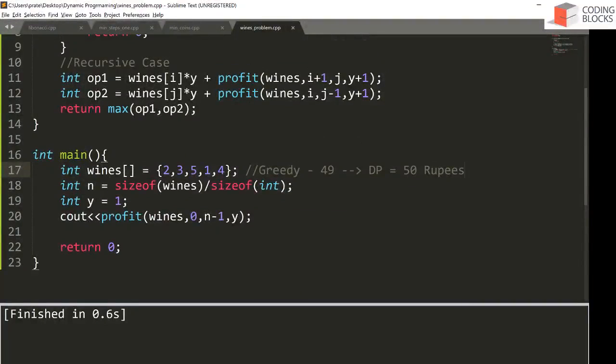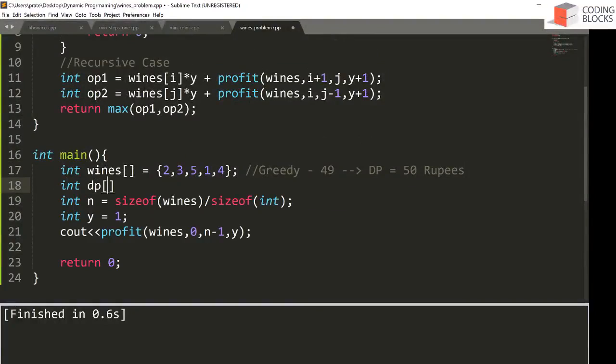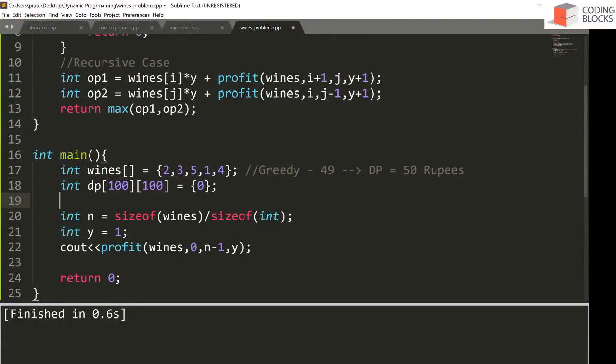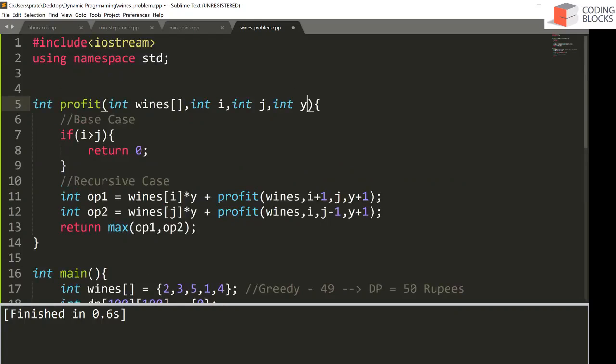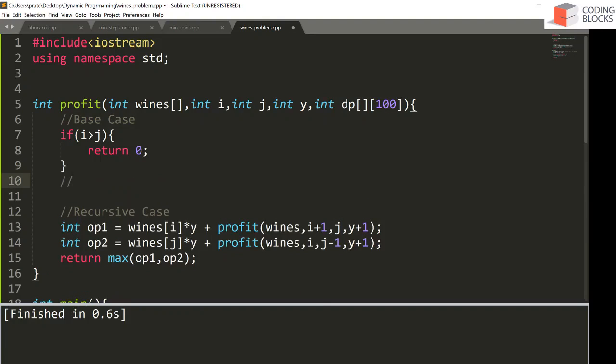If you want to implement DP, then you need to make a DP array. Let's say we have an array of 100 cross 100 and it is initialized with 0, right? So here you will send the DP array and here you will accept the DP array. And here you will see if a particular state is already computed, right? So return if dp of ij is known, right?